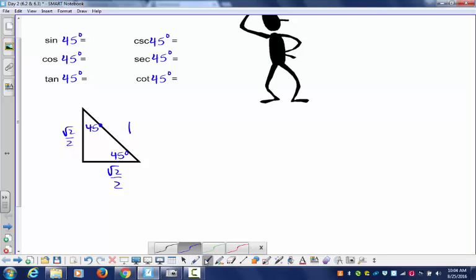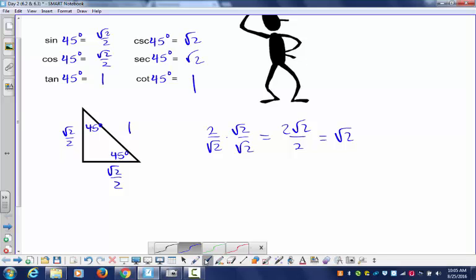And the same is going to be true for cosine. Cosine is root 2 over 2, but here we're doing adjacent over hypotenuse, root 2 over 2. Tangent, opposite over adjacent, which is 1. The other three are reciprocals. And what we saw last time was that if you take the reciprocal of 2 over root 2 and you rationalize that denominator, you are going to end up with just root 2. So these two reciprocal functions, root 2, and the reciprocal of 1, of course, is 1.